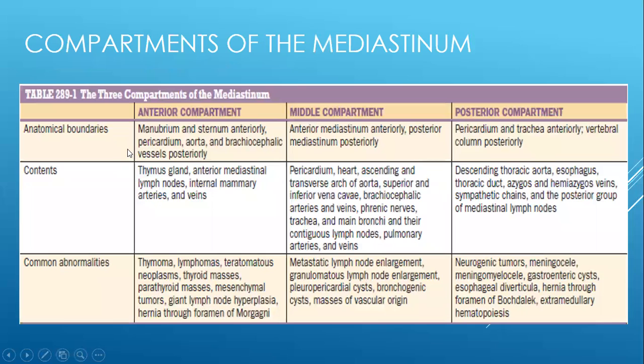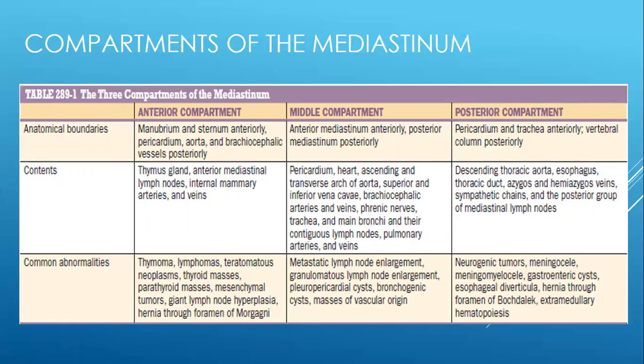Okay, so this is just a summary of your three compartments. Again, your anterior, middle, and posterior compartments, their contents, and take note of the different abnormalities or masses which you can encounter in the different compartments. So for example, if you encounter a mass in the anterior compartment, then think of the following abnormalities or lesions.